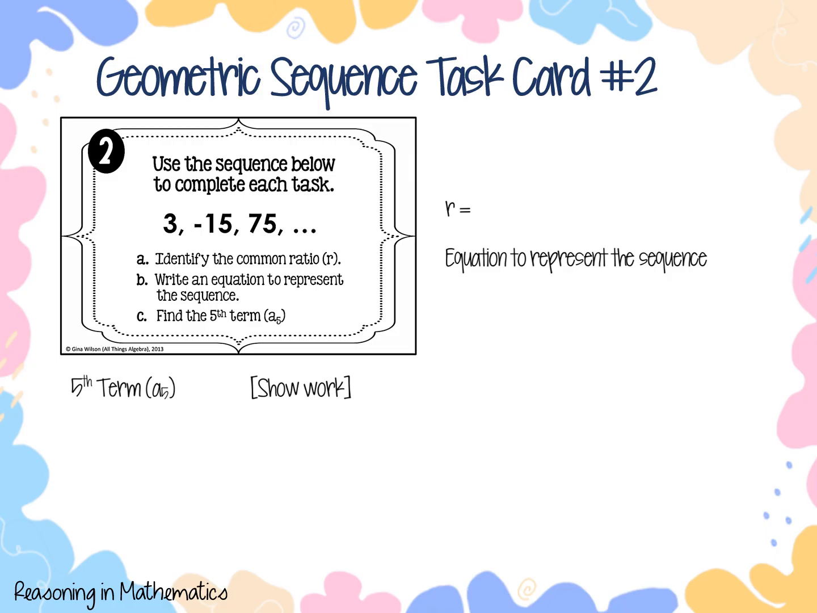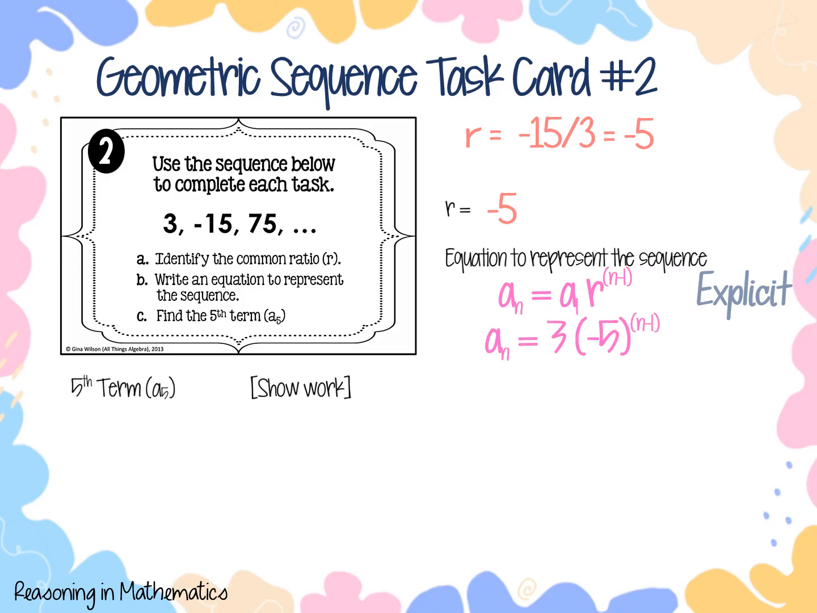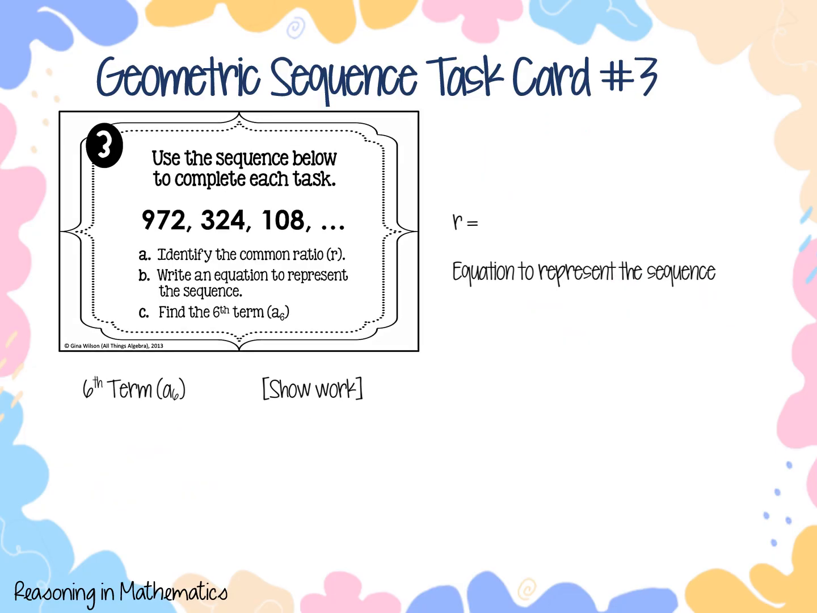Next, task card 2. Sequence below 3, negative 15, 75. Let's see what our common ratio is. Negative 15 divided by 3 is negative 5. Initial value is 3. Going into our explicit formula, common ratio is negative 5. We need to find the 5th term. So in place of the n's, we're putting in 5s. Put it in your calculator. You get 1,875.